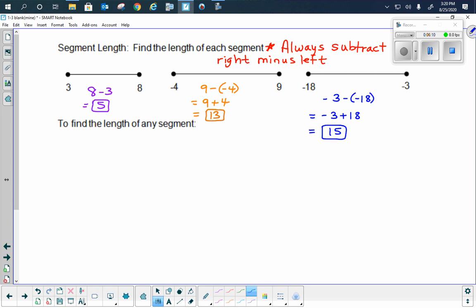So if you're going to summarize here to find the length of any segment, I hope you're going to say this.